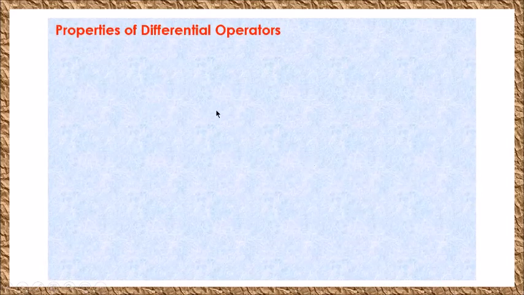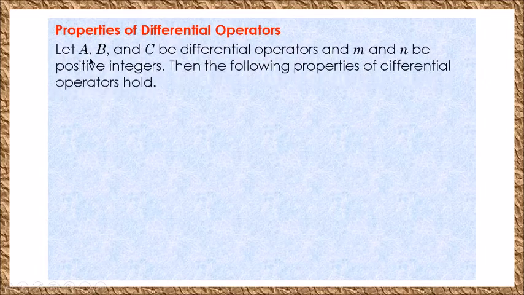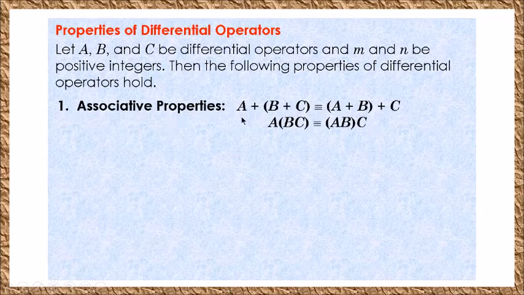There are properties of algebra that are inherited by differential operators. Let A, B, and C be differential operators, and m and n be positive integers. Then the following properties of differential operators hold. Associative property.